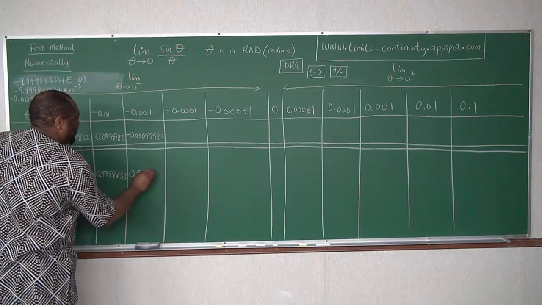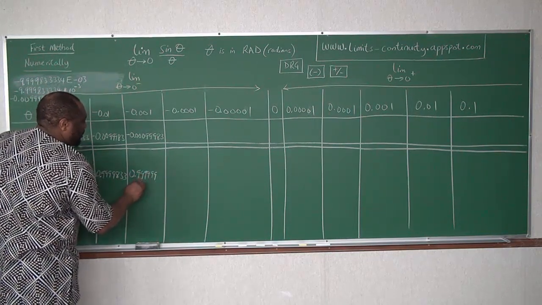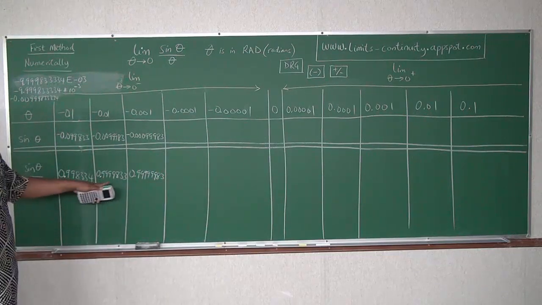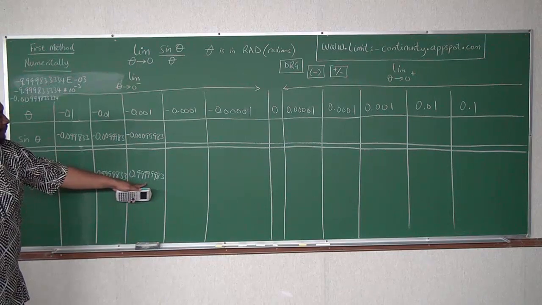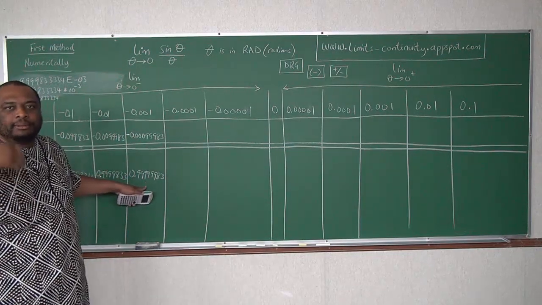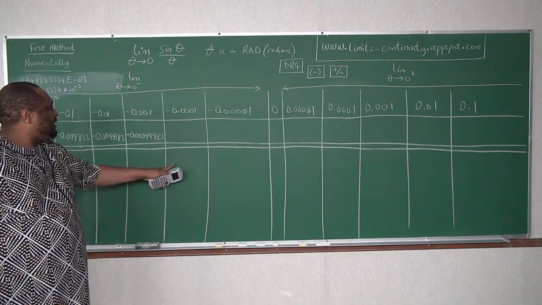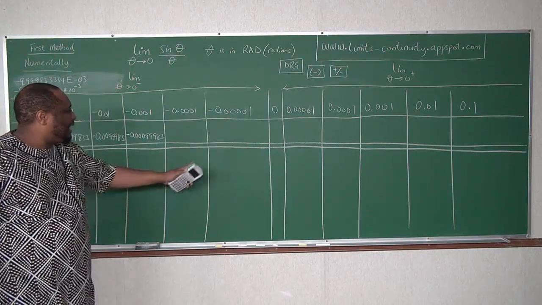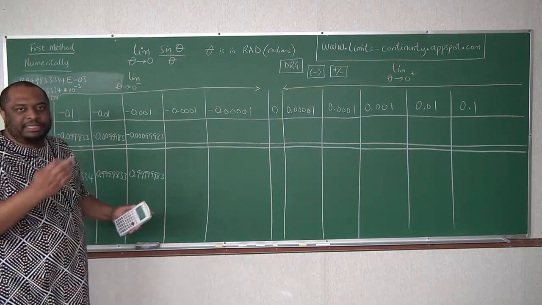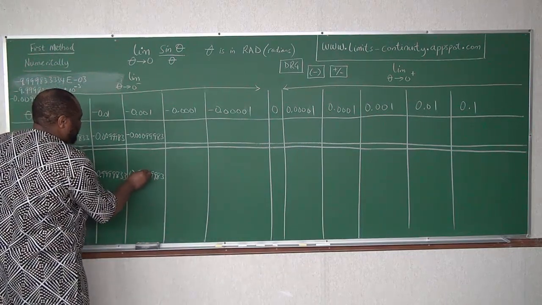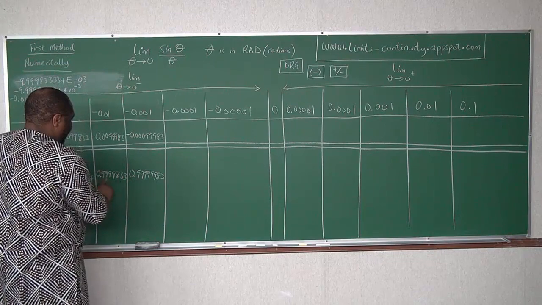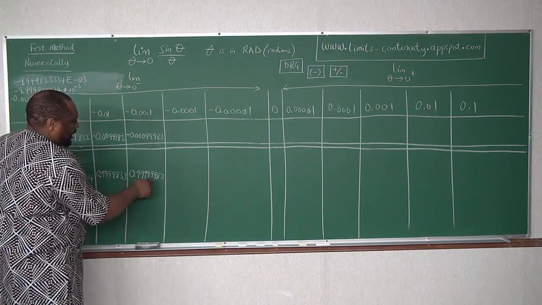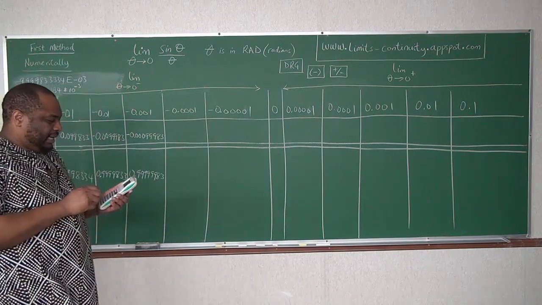0.999999 with 6 nines, 83. So this is 2 nines, this is 4 nines, this is 6 nines. So already you can see the sequence, this would probably be 8 nines, but let's see what it will give us. At least you see the sequence here: 0.99, 0.9999, 0.999999, 0.99999983. Okay, we do the next one.